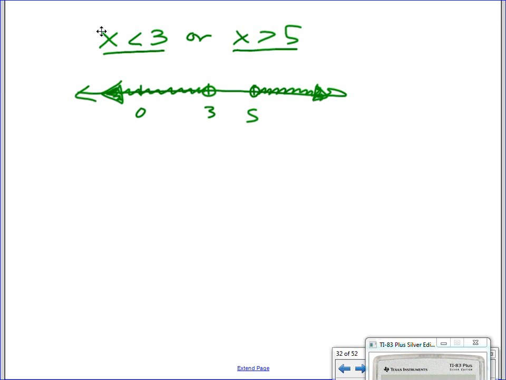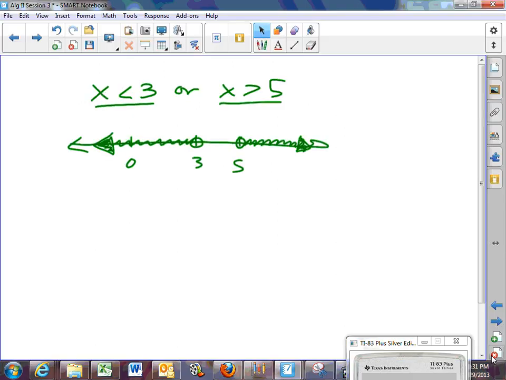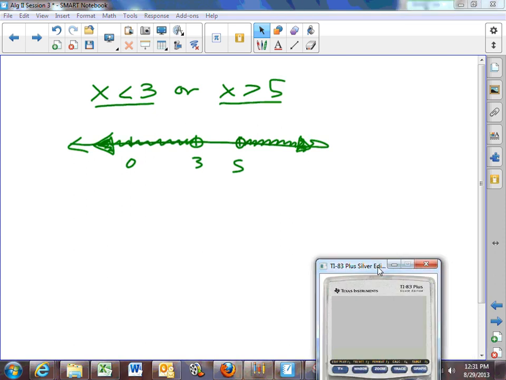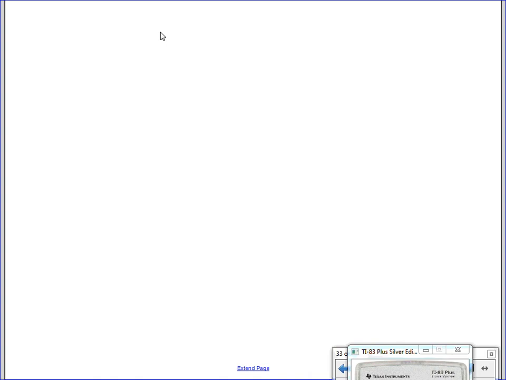All right. Now, the third type of inequality that we want to take a look at in this particular section is the absolute value inequality. And the reason for that is that when we're solving an inequality that has absolute value in it, it generates a combined inequality. Now, let's take a look at a simple example.